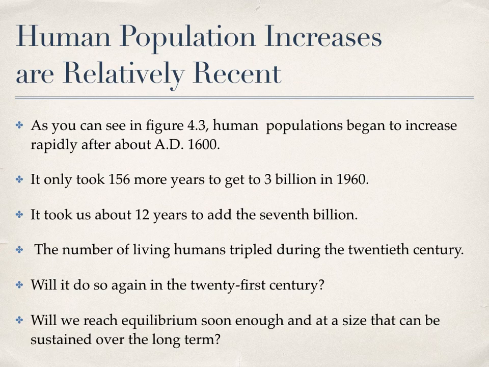If it does, will we overshoot our environment's carrying capacity and experience a catastrophic dieback similar to those described in Chapter 3? As you will see later in this chapter, there is some evidence that population growth already is slowing. But whether we reach equilibrium soon enough and at a size that can be sustained over the long term remains a difficult but vital question.